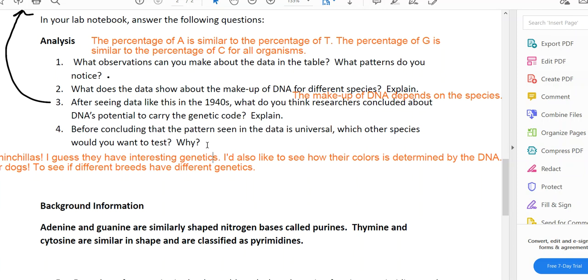All right, so before concluding that the pattern seen in the data is universal, which other species would you want to test? Why? And I've been talking about chinchillas, and then I also think dogs would be interesting to see different traits and colors, if they have different genetics then.